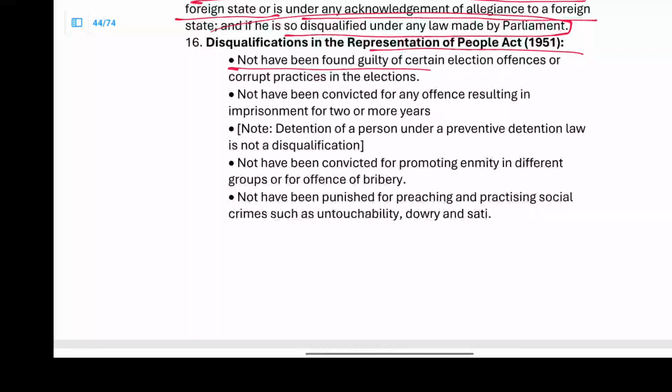Disqualification is also in case he is breaching or practicing any social crimes like untouchability, dowry, sati. Not having been found guilty of certain election offences or corrupt practices in elections. Not having been convicted for any offence resulting in imprisonment for 2 or more years. If they are imprisoned for 2 or more years, they are not eligible.